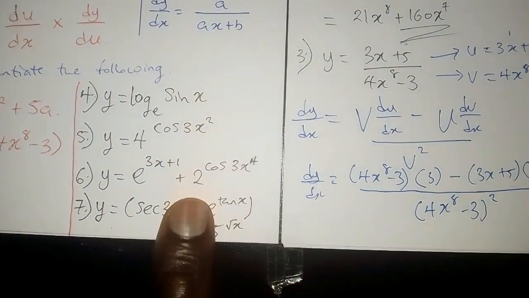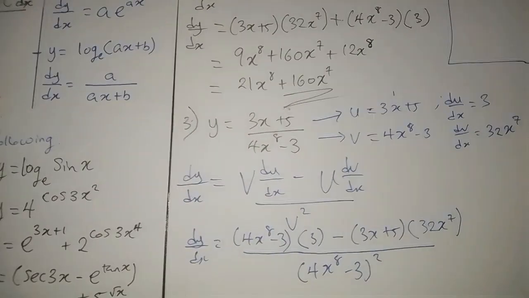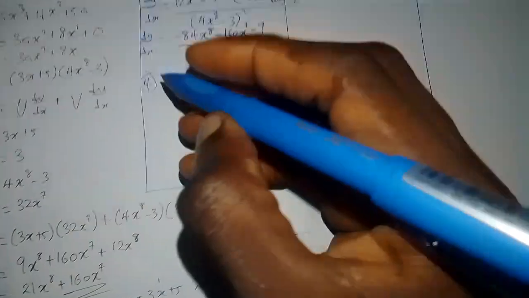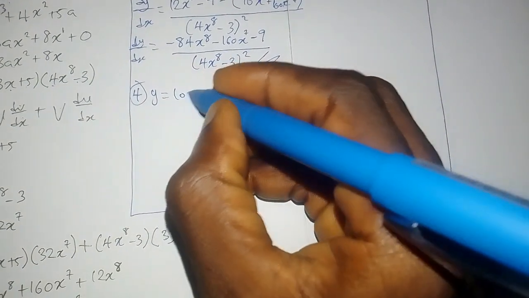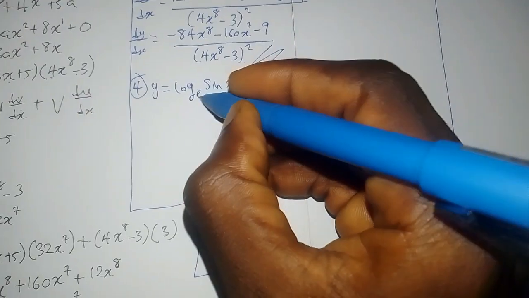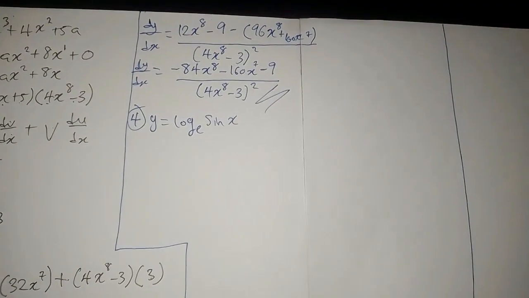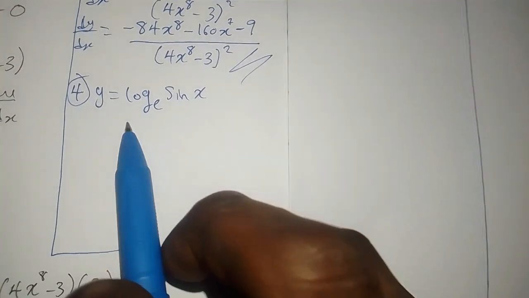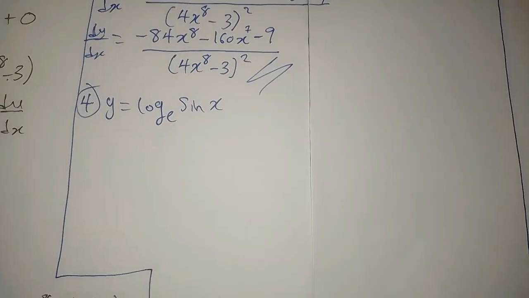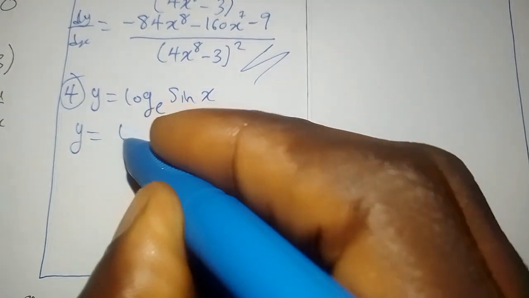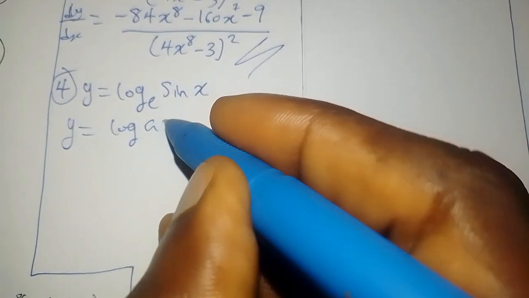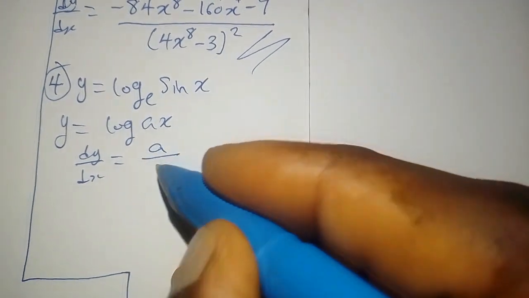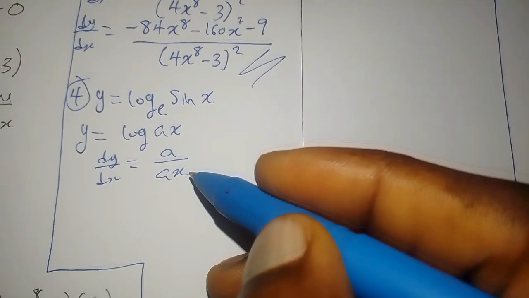Now coming to this place, y equals log sin x, base exponential. How do I differentiate this kind of thing? It's actually very simple. Remember, I told you earlier that if y equals log of any value ax, then dy/dx equals a over ax.